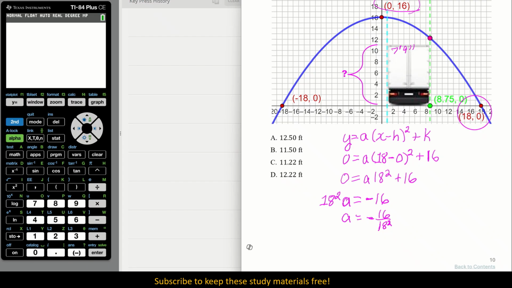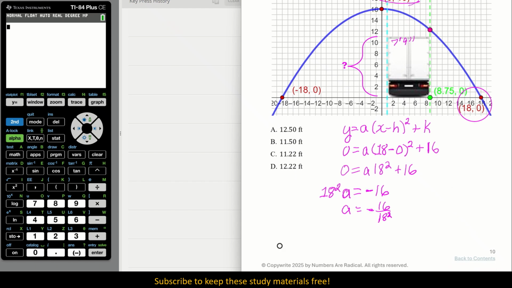Okay, now I can take that a and build an equation and actually get something. So what does this give me? This yields y equals negative 16 over 18 squared, x squared shifted up by the 16.